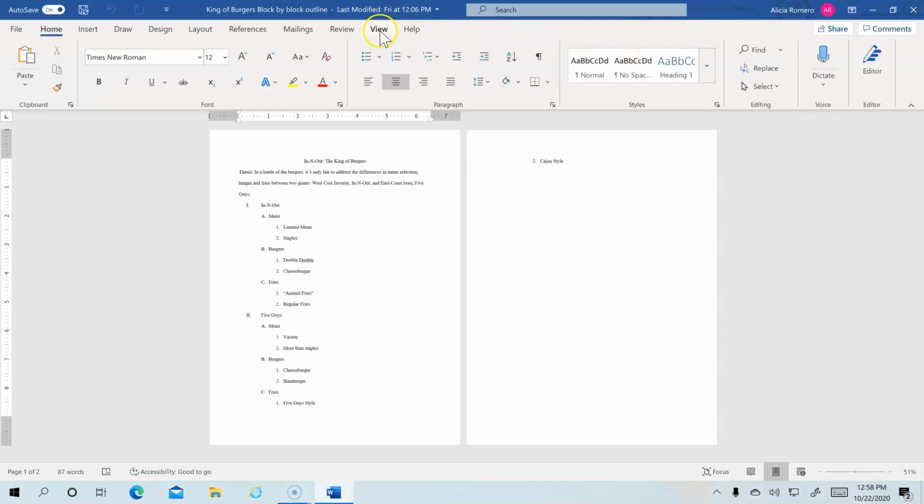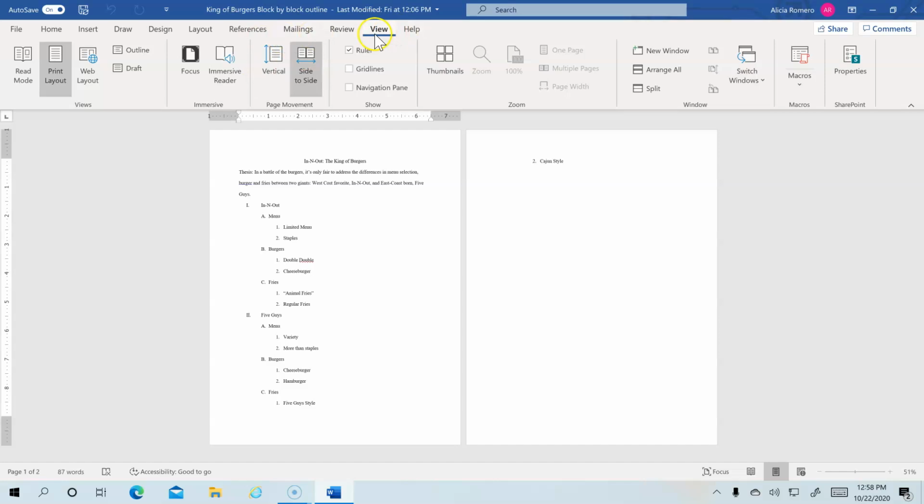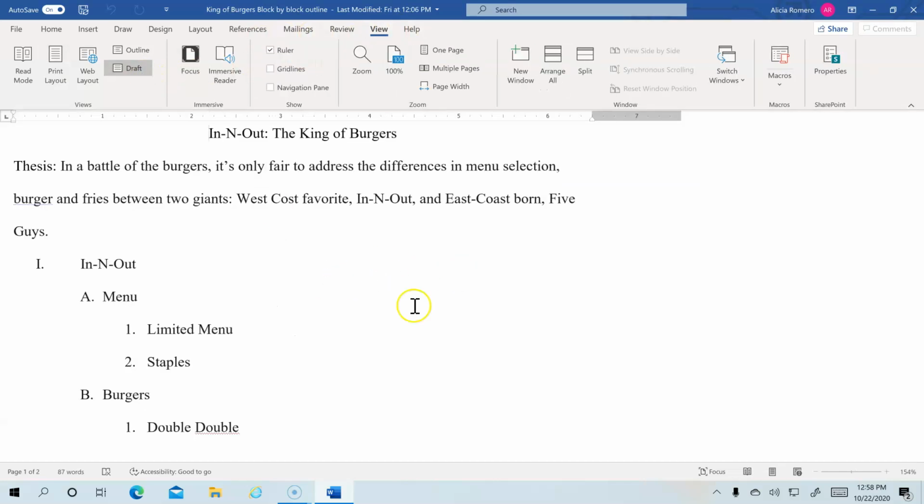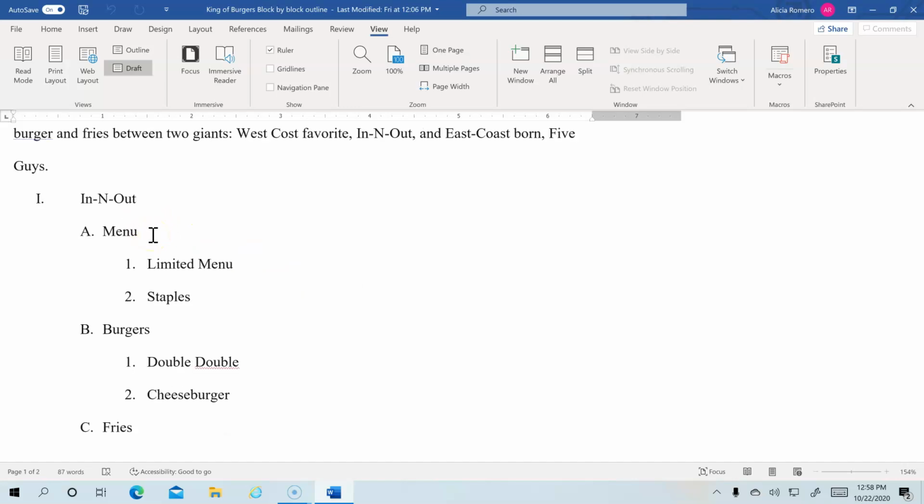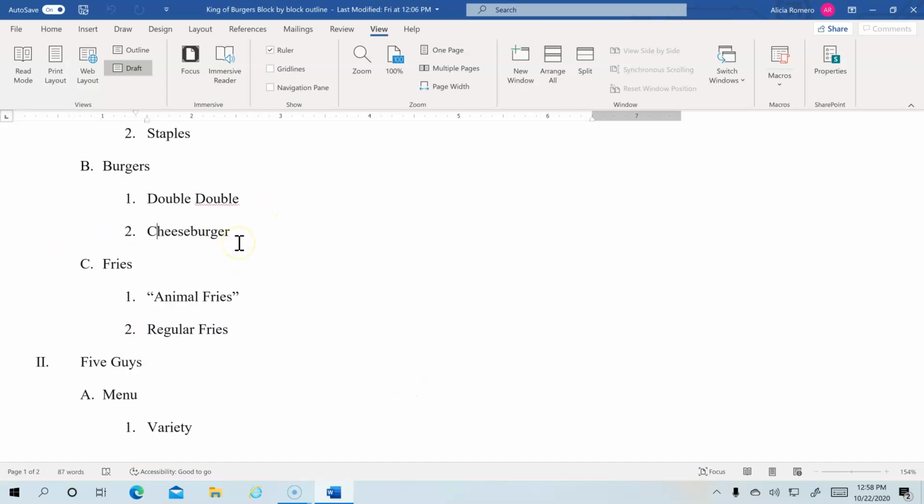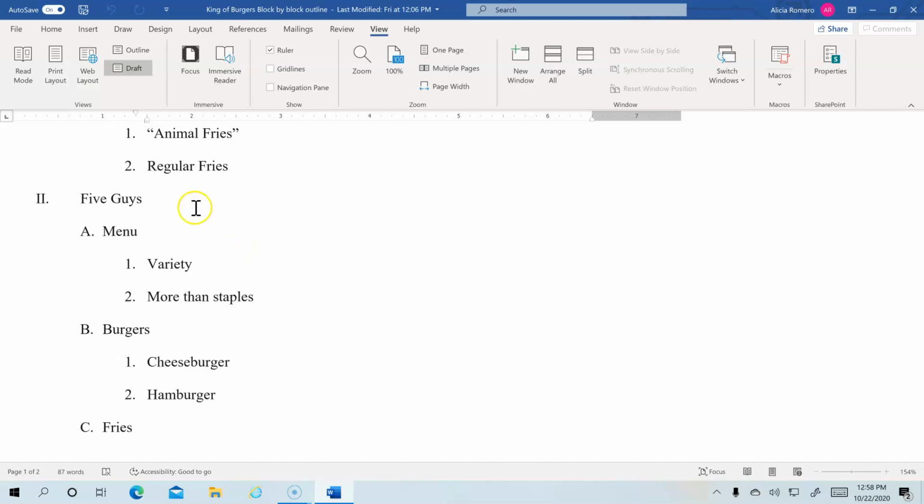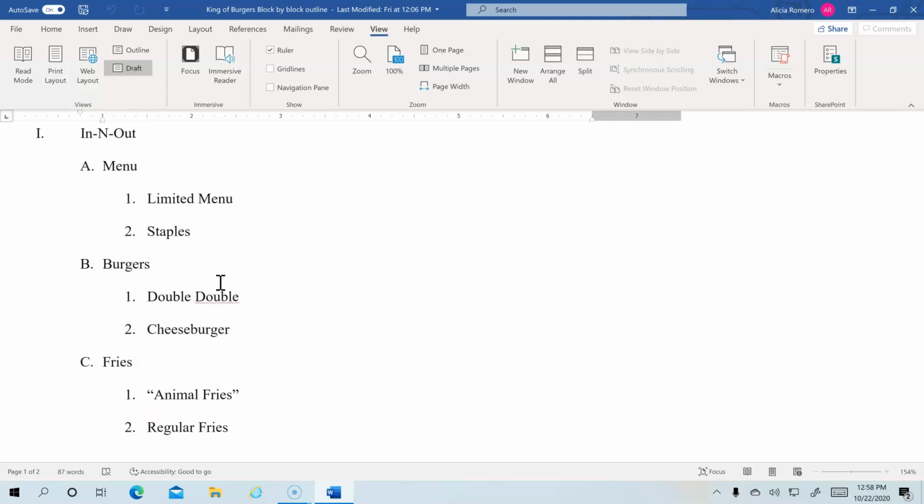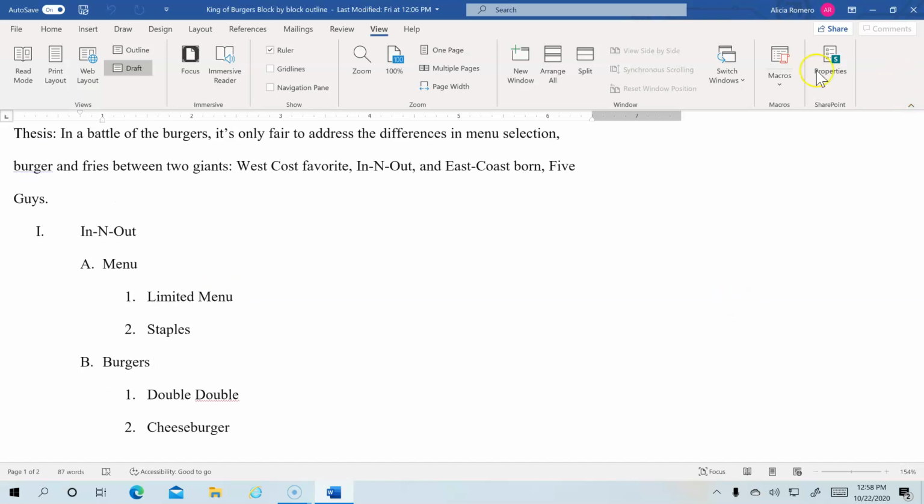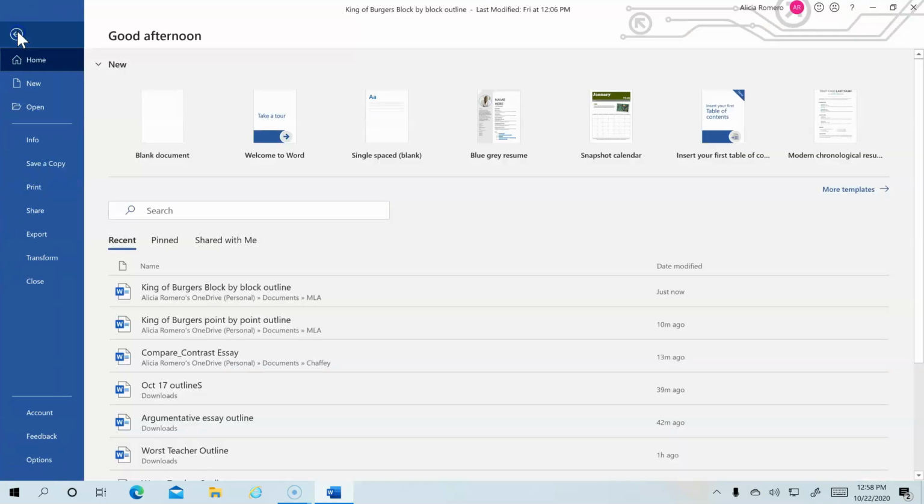Then we go to the second outline. Continue with the block by block outline, which looks a little bit differently. And this one, again, only has 4 paragraphs. In the first paragraph, we talk all about In-N-Out and how it's different from Five Guys in terms of the menu, the burgers, and the fries. We have 2 examples for each one. The next paragraph, we talk about the differences in terms of Five Guys in regards to the same points, the menu, the burgers, and the fries, with examples for each. And again, we don't outline an introduction or conclusion because typically we don't do those anyhow in outlines.